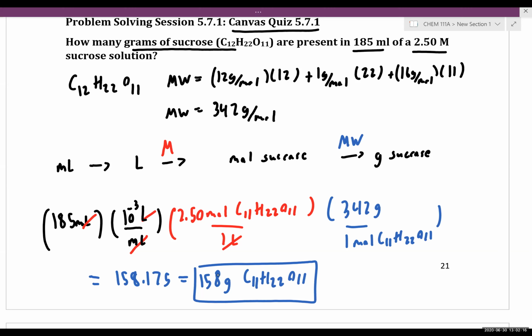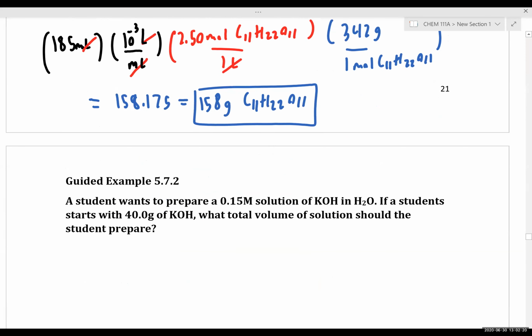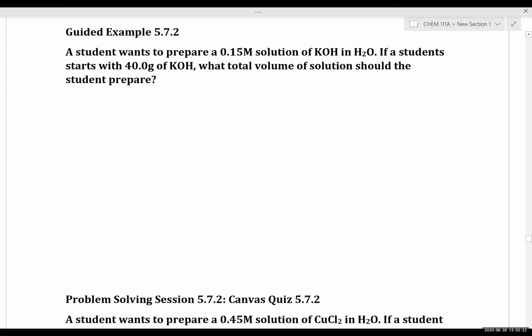Okay, so let's try some additional problems. Let's suppose you want to prepare a solution. In this case, you want to prepare a 0.15 molar solution of potassium hydroxide in water. If you start with 40 grams of potassium hydroxide, what total volume of solution should the student prepare?